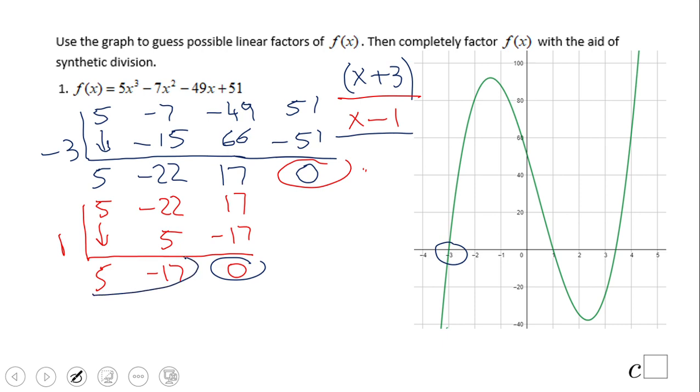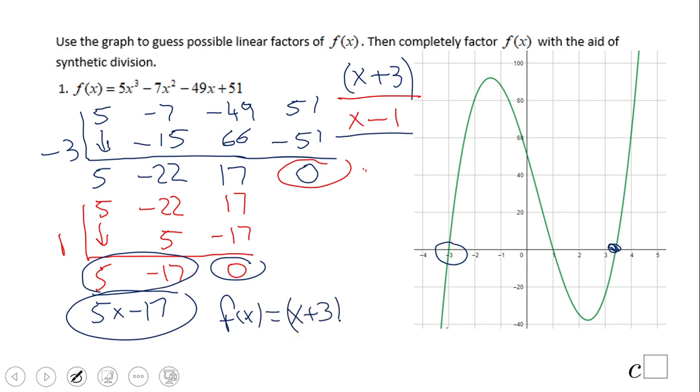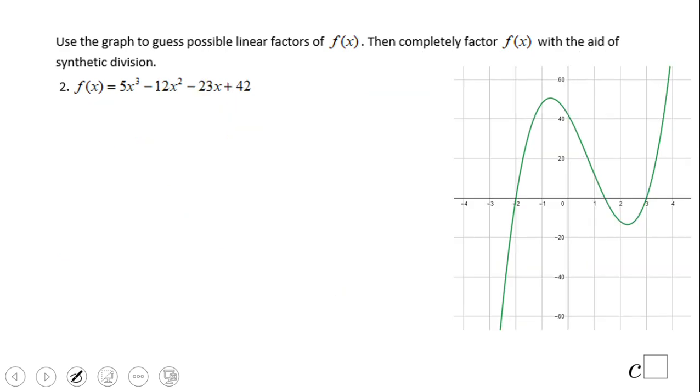And what is this here? This is 5x minus 17. This is the third factor that will give you this intercept. So the factored form of this polynomial f of x will be x plus 3, x minus 1, 5x minus 17. So you see, it's very important to read the graph, get what you can get, do the synthetic division, and get the third one. Pause this video clip and try this one.